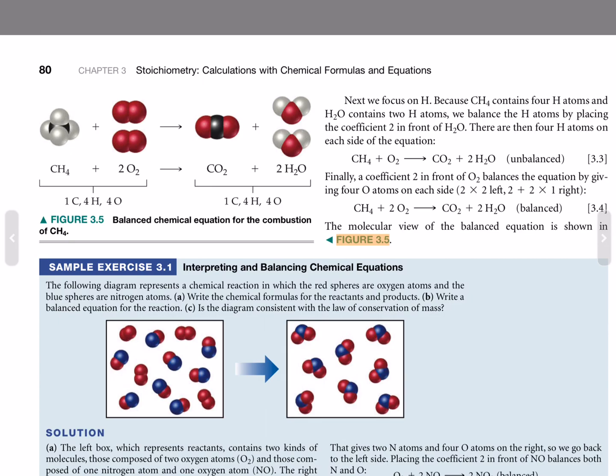Finally, a coefficient of 2 in front of the O2 balances the equation by giving 4 oxygen atoms on each side. Methane plus 2 molecules of oxygen yields carbon dioxide plus 2 molecules of water. The molecular view of the balanced equation is shown in Figure 3.5. Figure 3.5, balanced chemical equation for the combustion of methane. 1 methane molecule plus 2 molecules of oxygen yields 1 carbon dioxide molecule plus 2 molecules of water.